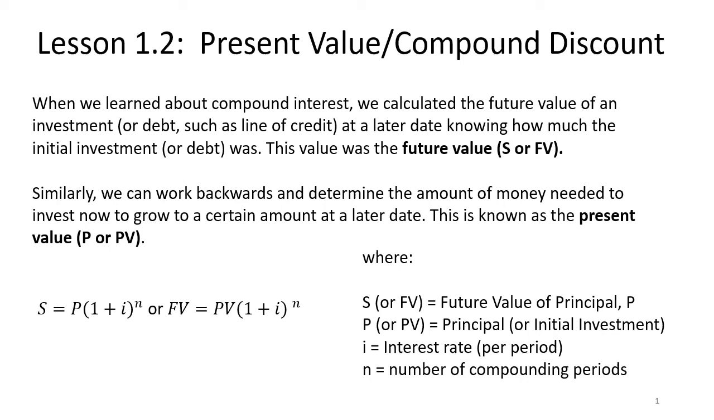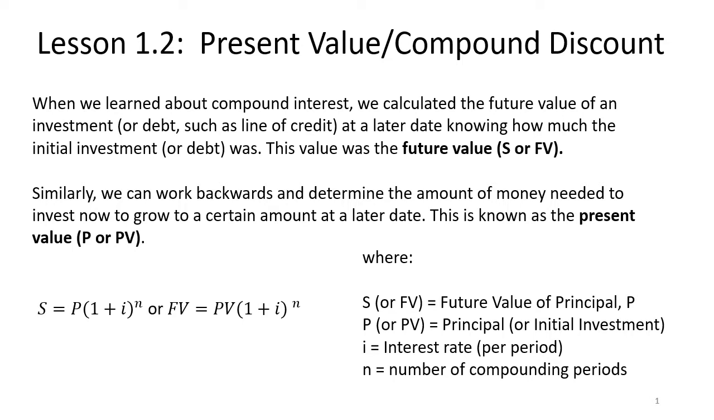Hi everyone. So this lesson, lesson 1.2, is going to determine the present value, and we're going to look at compound discount. So in our last lesson, we learned what the future value was of an investment that had compound interest. Okay, so that was called the future value, or FV. Previously, when we did simple interest, it was called S. You can call it either term you want, as I've mentioned, but both of them are actually the same value.